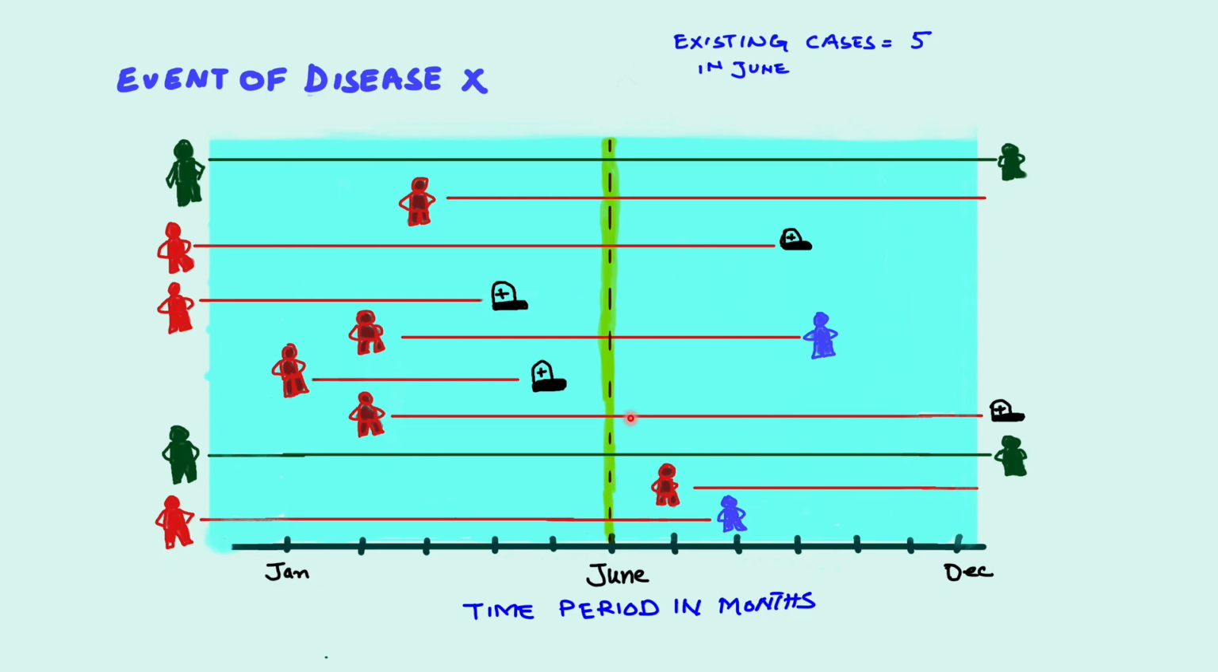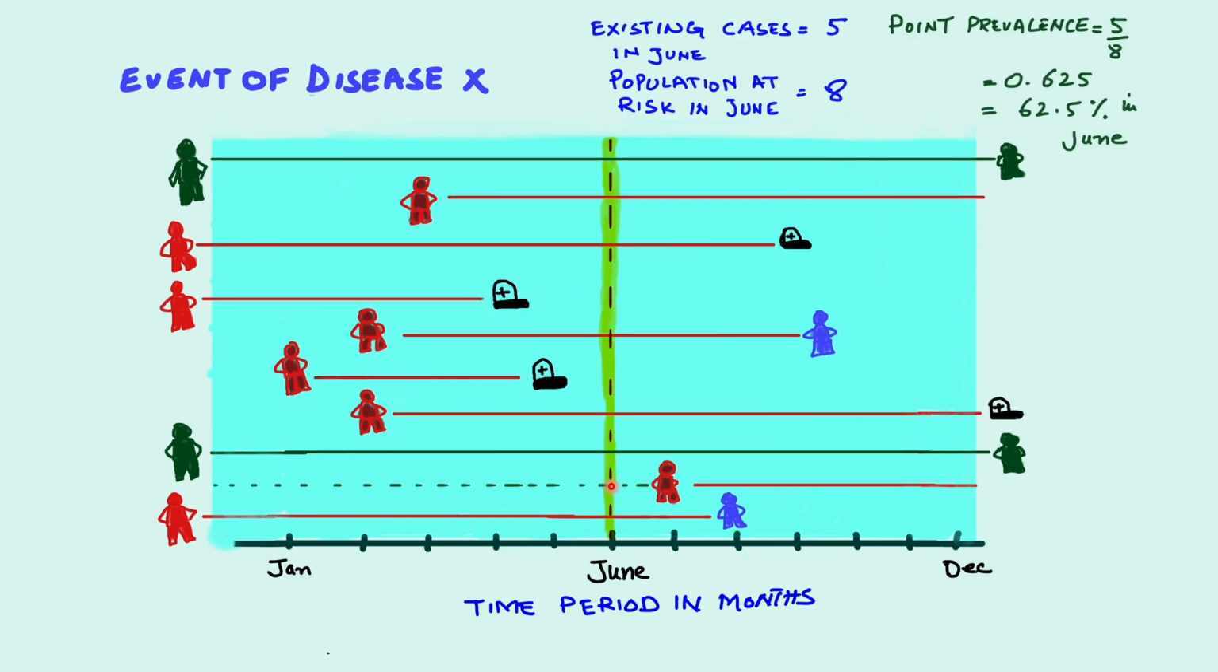This individual was alive and is included. This individual was alive in June and is included. This person is included in the denominator because this person was alive in June, even though the disease developed later in the study. This individual was alive and is included. Therefore, a total of 8 individuals were alive in June. 1, 2, 3, 4, 5, 6, 7, and 8.